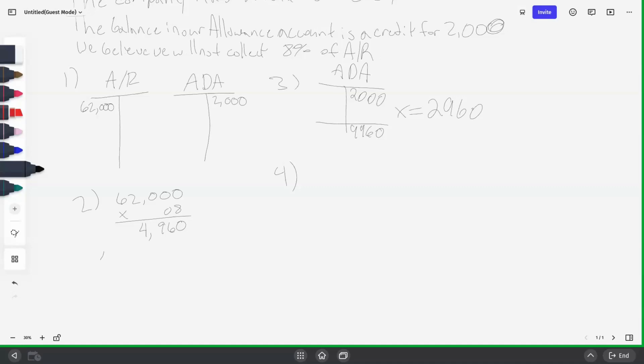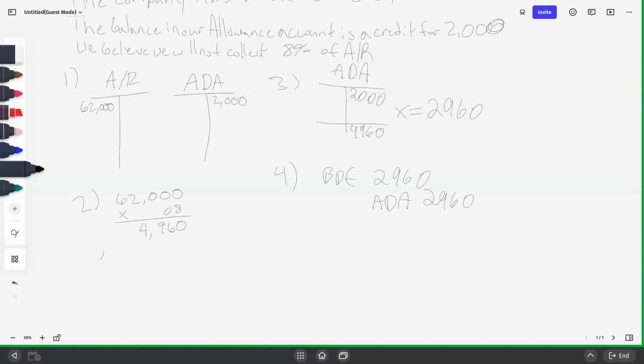Now we have to make a journal entry, which I hate. It's bad debt expense, and that's our debit. It's going to be 2,960, because this increases with debits. And ADA is going to be our credit, with 2,960 to balance it. Perfect.